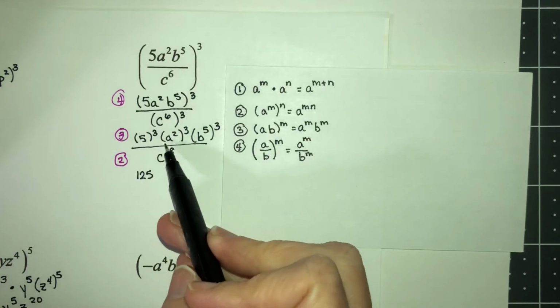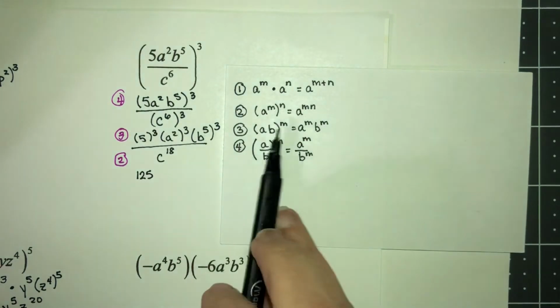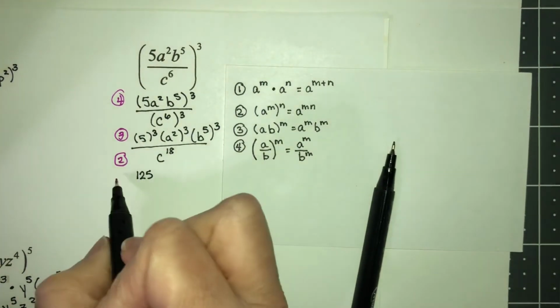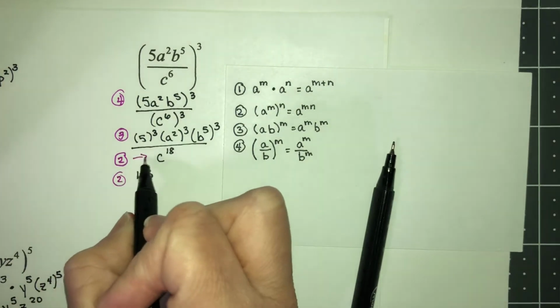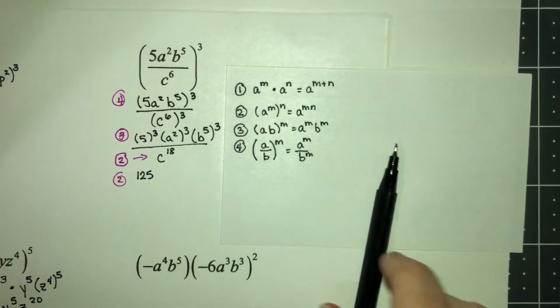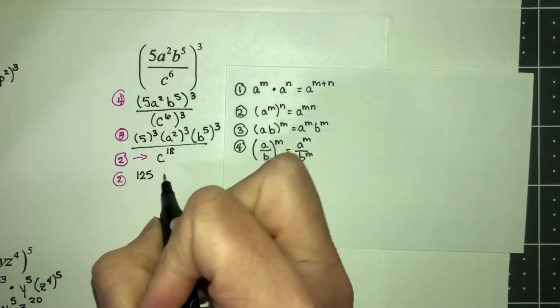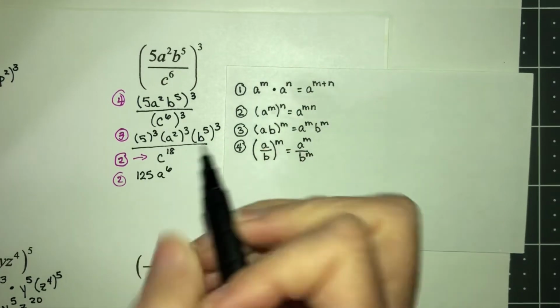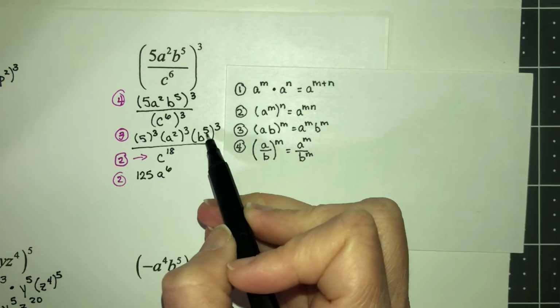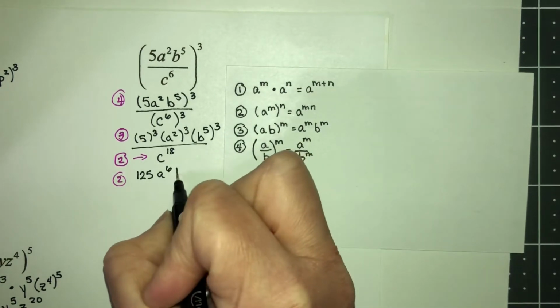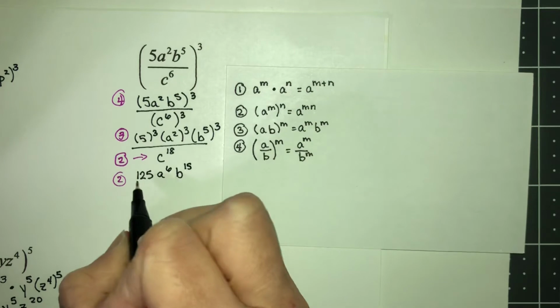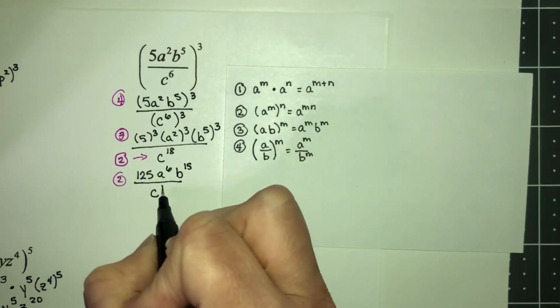So now here, something squared to the 3rd power, that's property number 2. Make that a little bit clearer. So a squared to the 3rd, multiply those together. A to the 6th, b to the 5 times 3 would be 15, over c to the 18th.